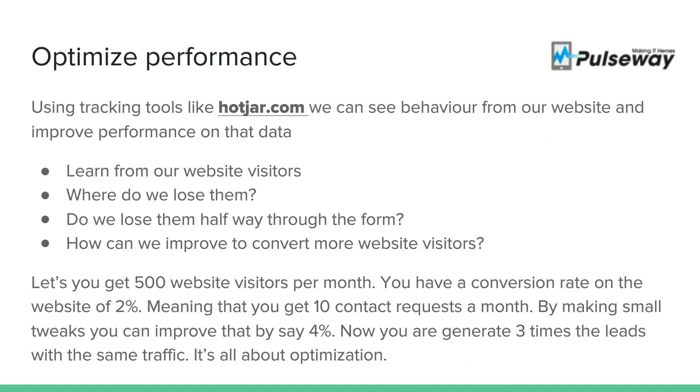So here's the optimization, right? We get into the conversation about this. Using tracking tools like Hotjar, we can see behavior from our website and improve performance on that data. If we don't know what people are doing on our websites, we don't know where to improve, and we don't know how to convert that better. So here's the example I want to give you. And here's why it's important to always analyze data, not only in your sales process, but the funnel: campaign optimization, website optimization, and then the sales optimization within this.